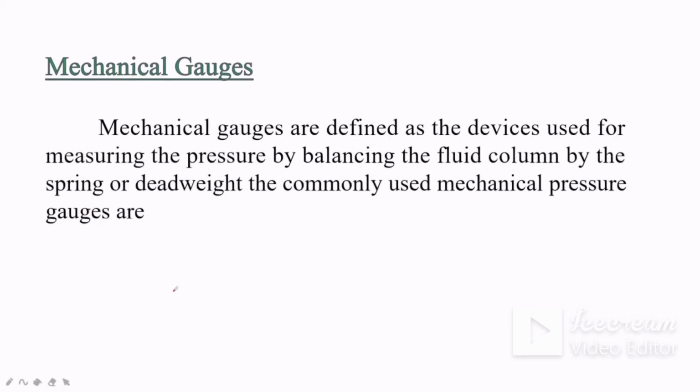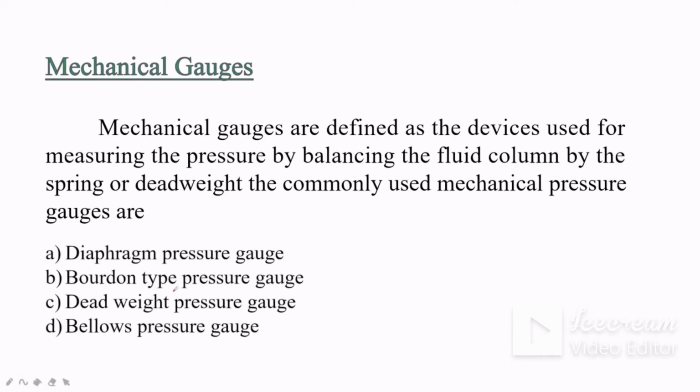So what are these mechanical gauges? Mechanical gauges are also devices used for measuring pressure by balancing the fluid column by a spring or dead weight. The commonly used mechanical pressure gauges, there are four types: diaphragm pressure gauge, Bourdon type pressure gauge, dead weight pressure gauge, and bellows pressure gauge. Just remember them. So there are four types of mechanical pressure gauges.